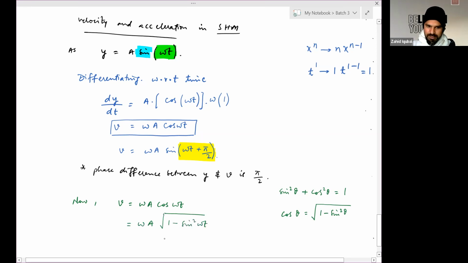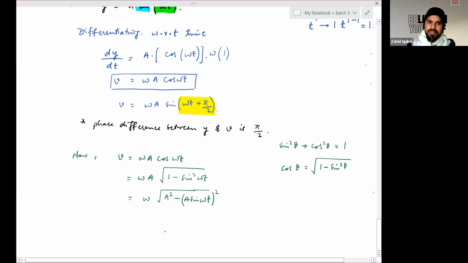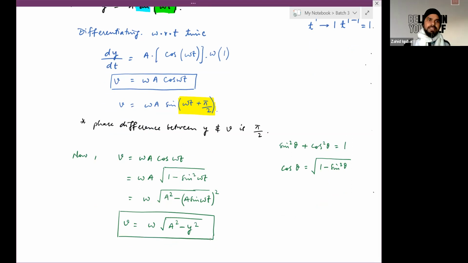Now move this A inside the root. It will become omega root under A squared minus A times sine omega t, whole squared. This quantity A times sine omega t is nothing but y. So it will be equal to omega root under A squared minus y squared, which equals velocity. So this is another expression of velocity in terms of displacement. Abhinav, any doubt?